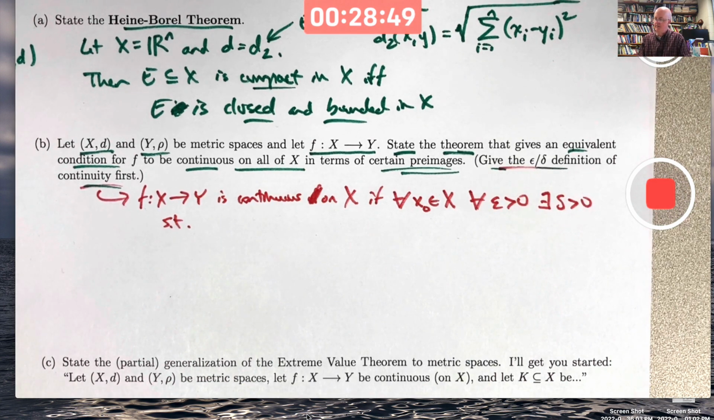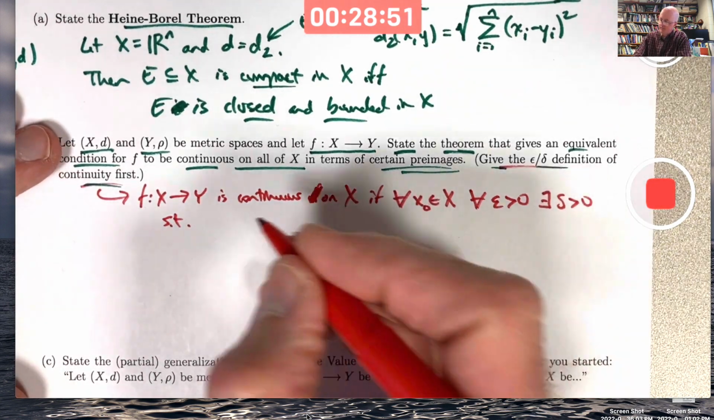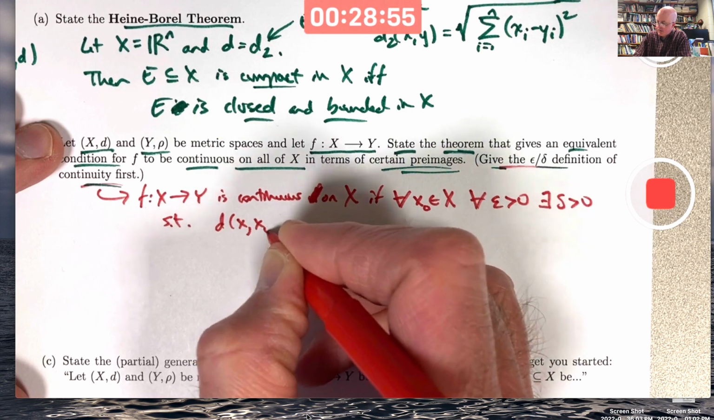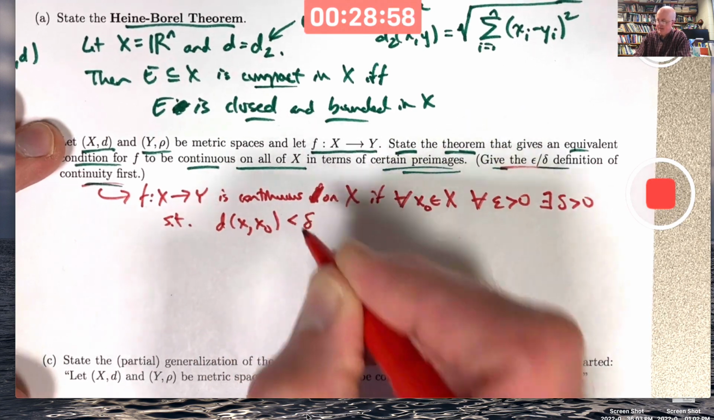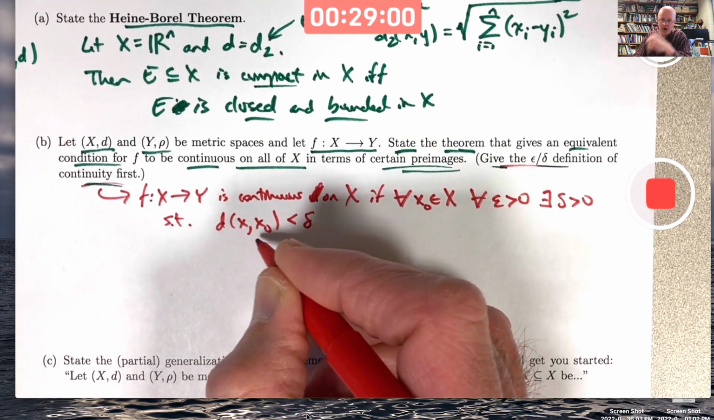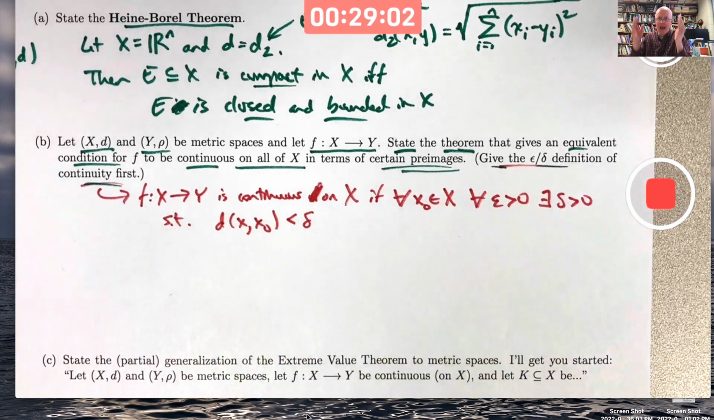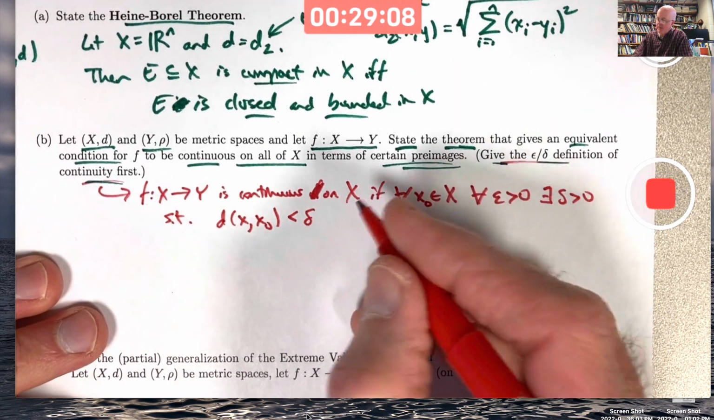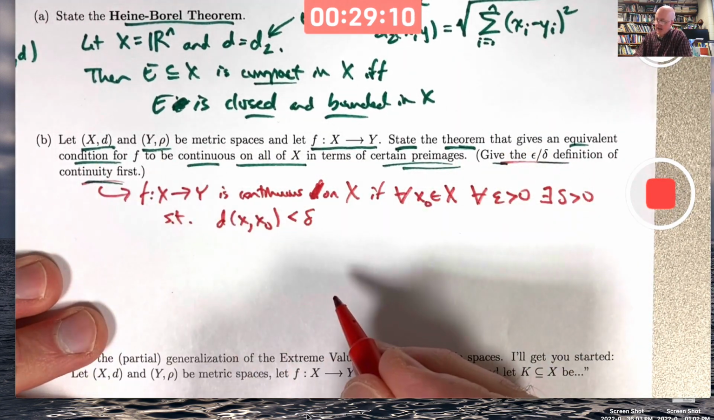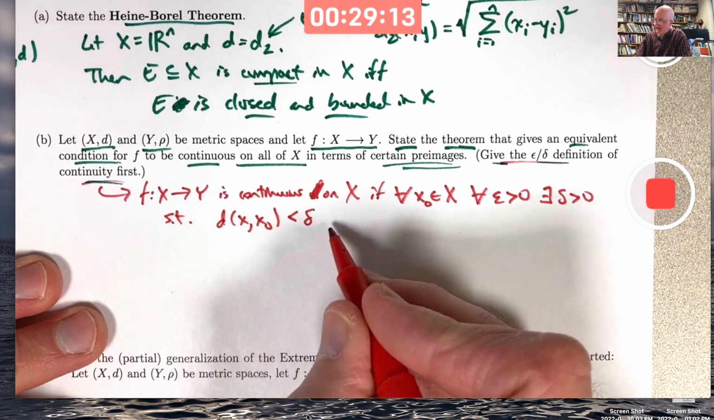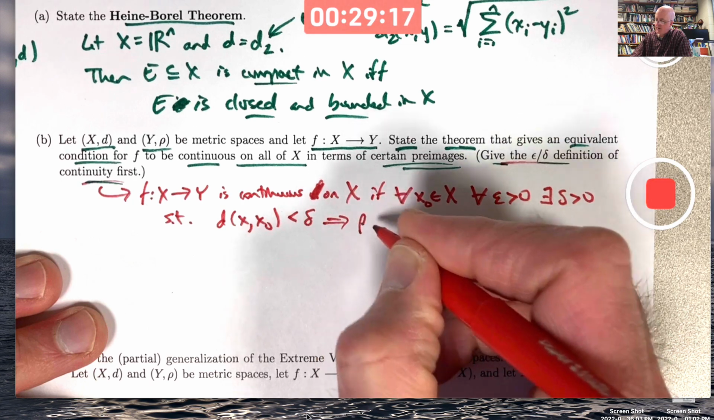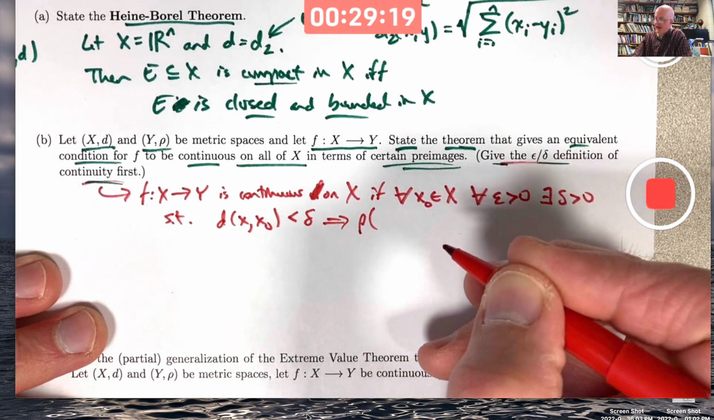I could write that in terms of the metrics like this. The distance between x and x0 being less than delta, that metric expression is analogous to the absolute value of x minus x0 when we're talking about the metric space being the real line. D is the metric on x, though, so that's why I need to use the D there. But that implies now rho is the metric on y. I've got to use rho to measure the distances between f of x and f of x0.